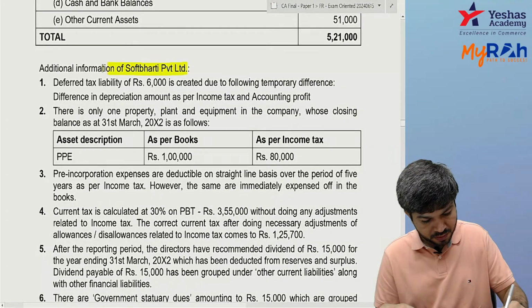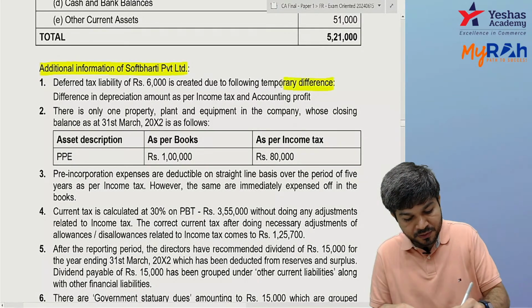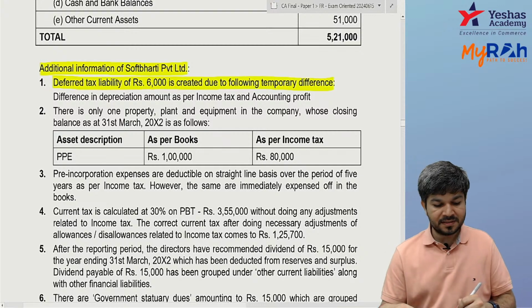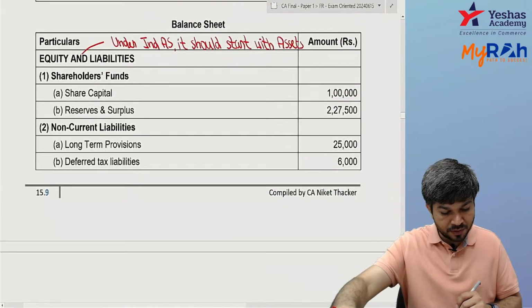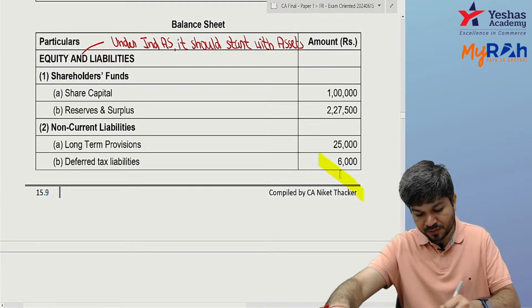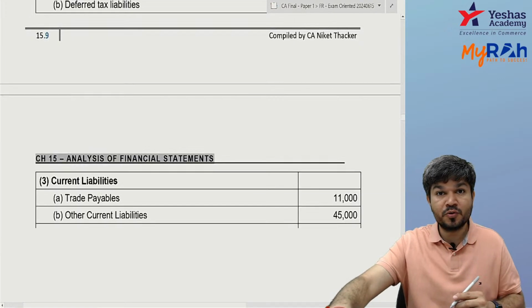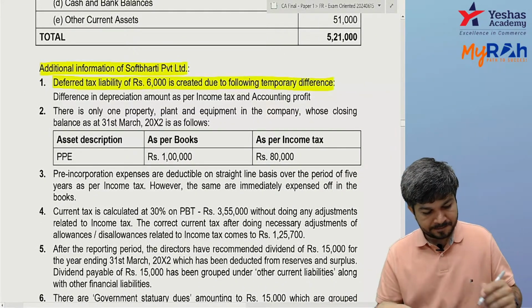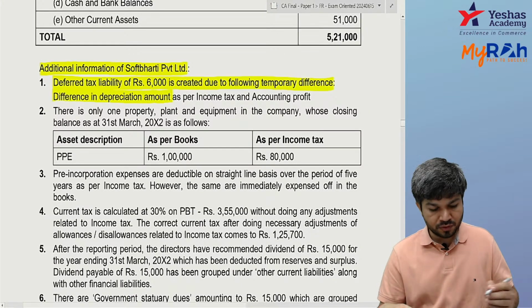They have given what? Okay, DTL of 6,000 is created due to temporary difference. DTL is created 6,000 due to temporary difference. Check out the balance sheet. Do you have a DTL? Yes, 6,000. Okay, this temporary difference is due to what? Depreciation. They've given difference in depreciation. Okay, now just check out.